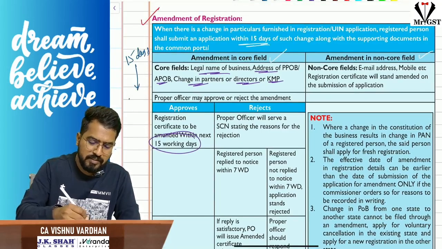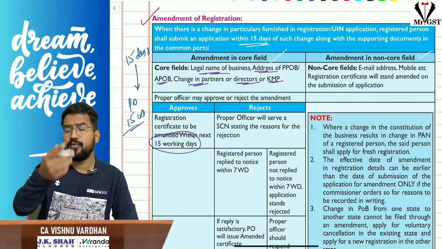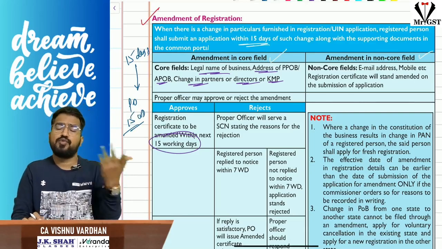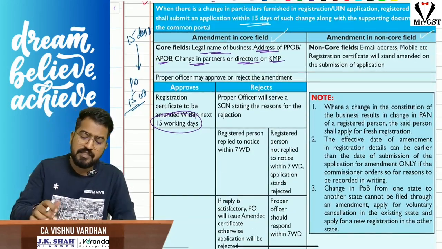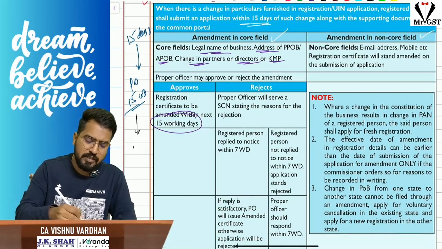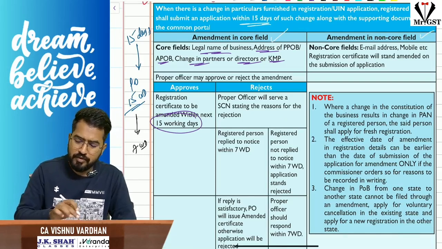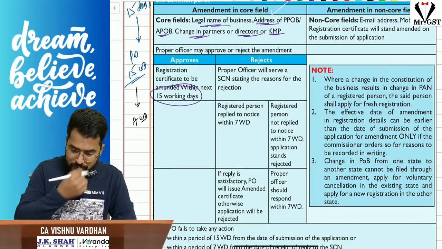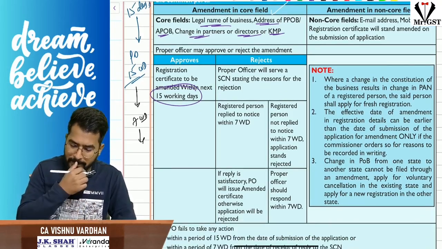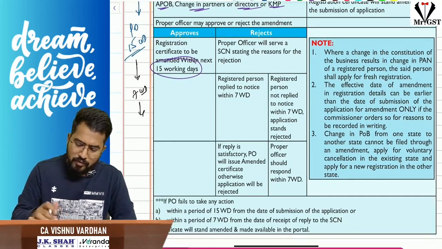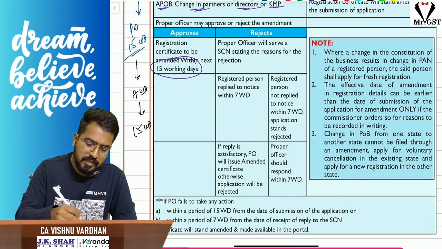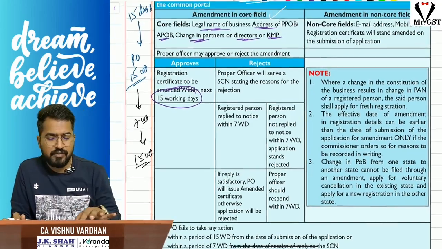Then the proper officer will process it within 15 working days. He will either grant you the amended registration certificate, or give you a show cause notice asking for clarifications. Once he asks for clarifications, you should respond within 7 working days, and once you have given your response, the proper officer will also process the clarification within 15 working days. Similar to that.